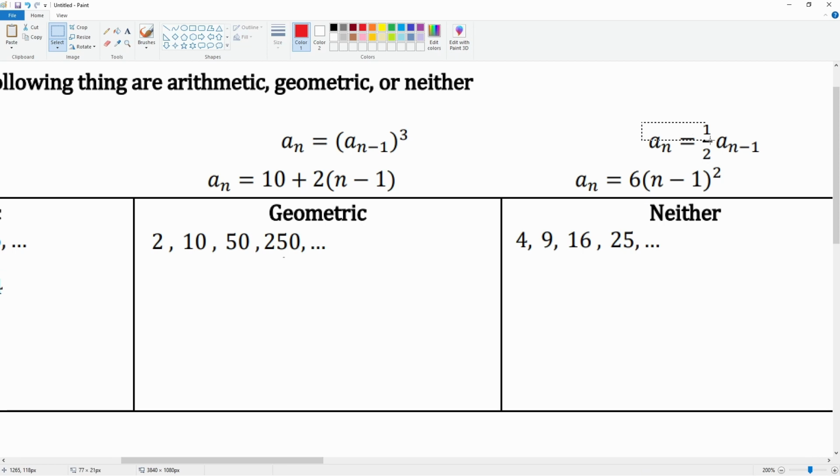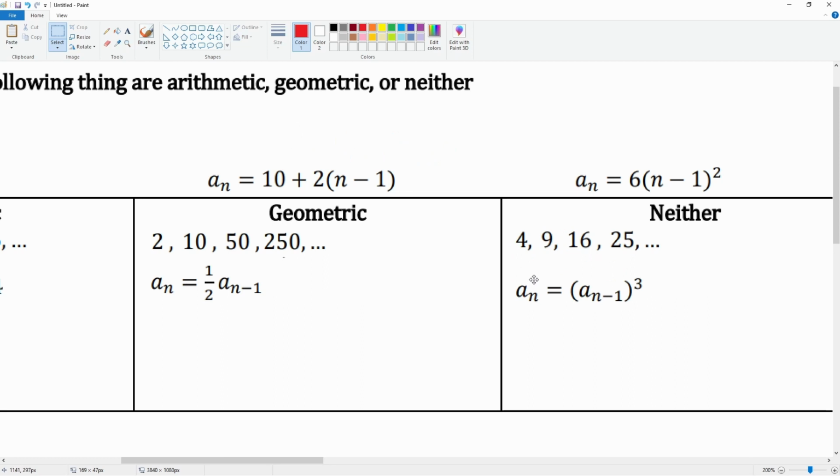Let's look at this one. The 1/2 in front multiplied, that's a common ratio of 1/2. That's geometric. Then this whole previous term to the third power, that is neither. That's a cubic term.